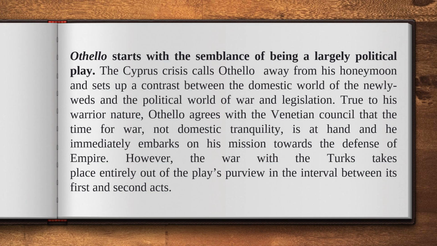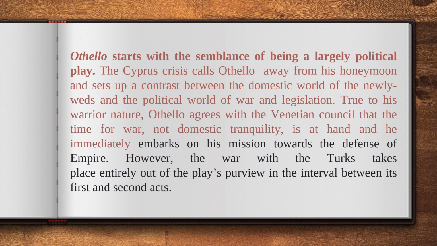Othello starts with a semblance of being a largely political play. The Cyprus crisis calls Othello away from his honeymoon and sets up a contrast between the domestic world of the newlyweds and the political world of war and legislation. True to his warrior nature, Othello agrees with the Venetian council that the time for war, not domestic tranquility, is at hand, and he immediately embarks on his mission towards the defense of empire. However, the war with the Turks takes place entirely out of the play's purview in the interval between its first and second acts.